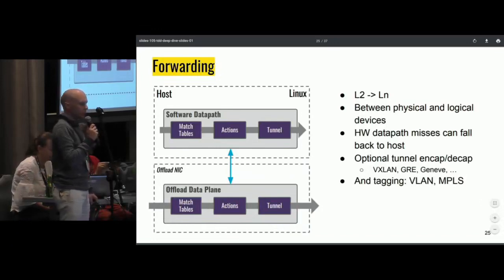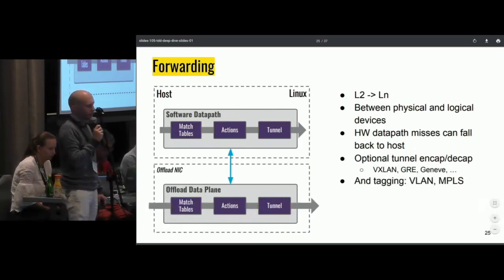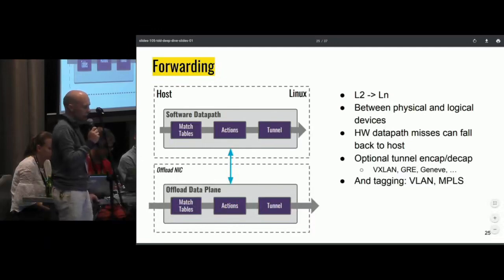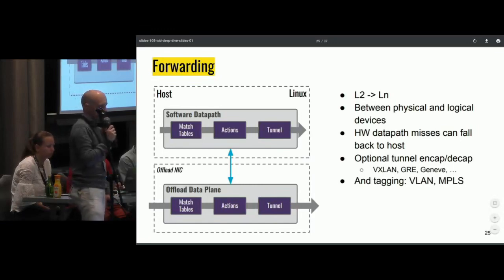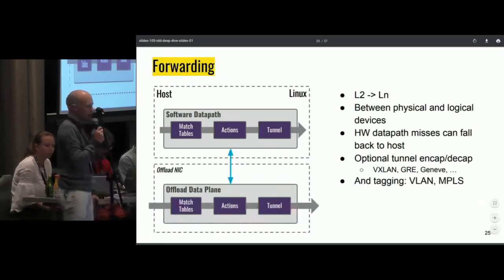Oftentimes, this is set up in such a way that if the offload data plane can't process a particular packet for some reason, perhaps it's for a protocol that it can't understand, perhaps its table capacity has been exceeded, or any one of a variety of reasons, you may have a mechanism in place that allows the processing of the packet to be pushed back to the host. And the host may react to that in various ways. It might process the packet, and then also program the hardware to tell it what to do the next time it sees a packet, say, for the same flow.